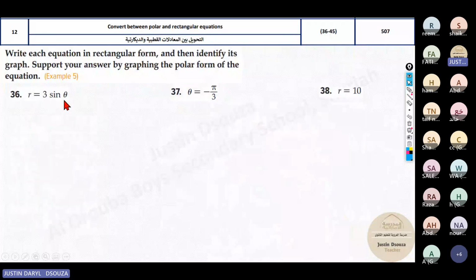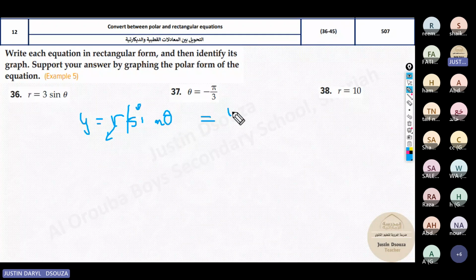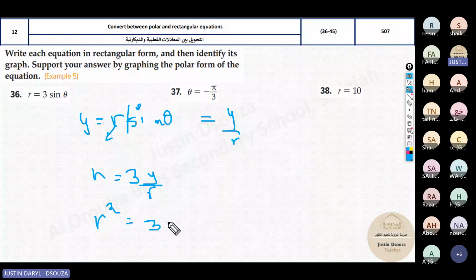I'll just quickly do one over here. Now, what is sine theta? Anyone, do you remember the formula? y equals r sine theta. Yes, brilliant. Thank you. And you need to substitute over here. What exactly? This r goes to the other side. Sine theta will be equal to y divided by r. So this is r equals 3y by r. Take r to the other side, it'll be r squared equals 3y.